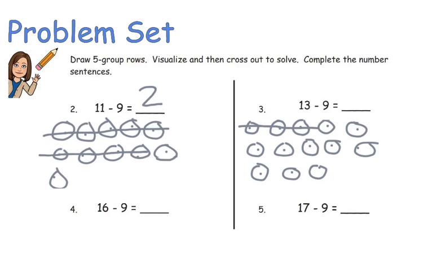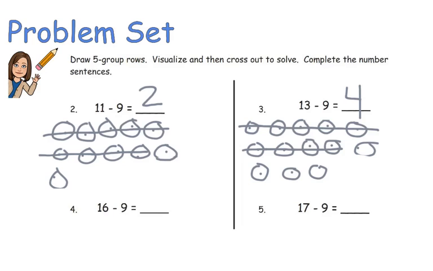1, 2, 3, 4, 5, 6, 7, 8, 9. Now we're going to count all the circles that are left. 1, 2, 3, 4. So there are 4 circles left. So our answer is 4. All right. Now I'll draw the picture and then you can finish solving, okay?